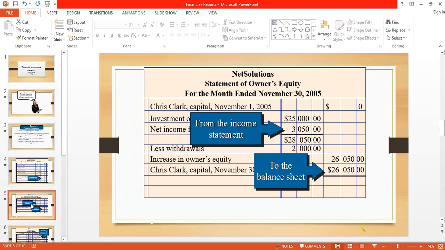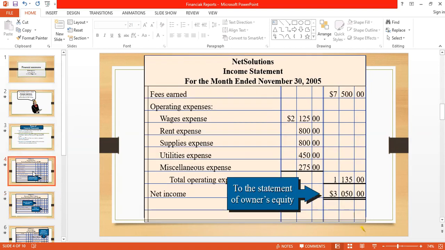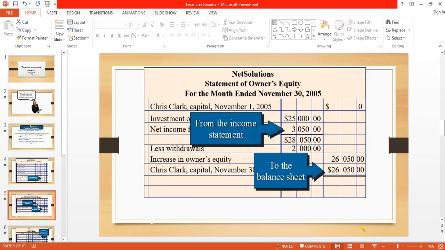Another statement is called the statement of owner's equity, which is actually a portion of the balance sheet. The income statement result, whether in the shape of profit or loss, net income or net profit, is shifted to, or recorded in, the statement of owner's equity. So here you can see that the net income of 3,050 is recorded here, along with the total investment by the owners.